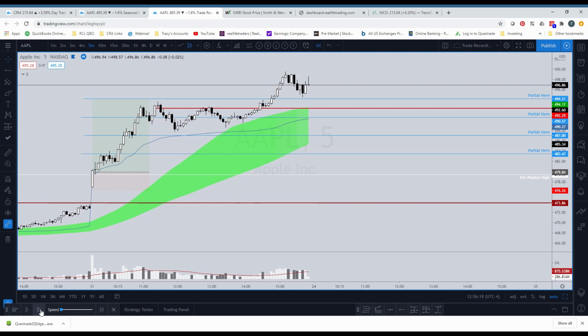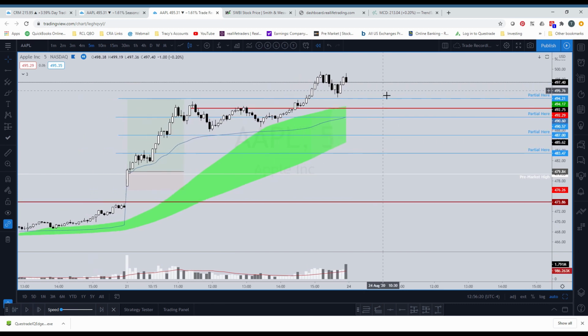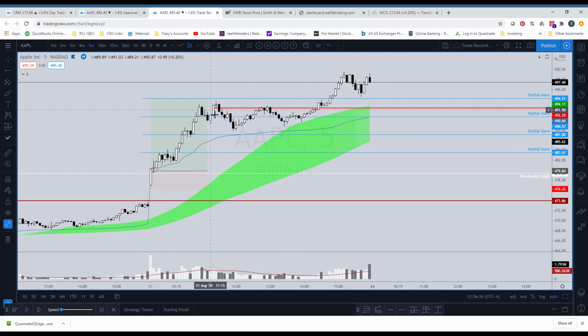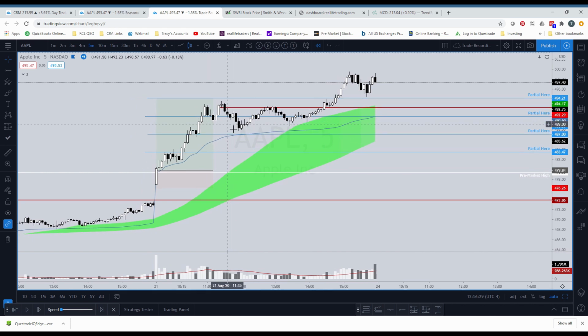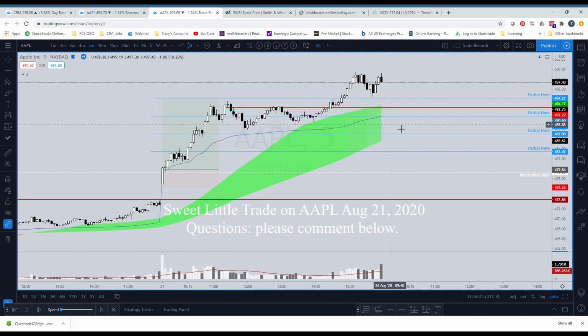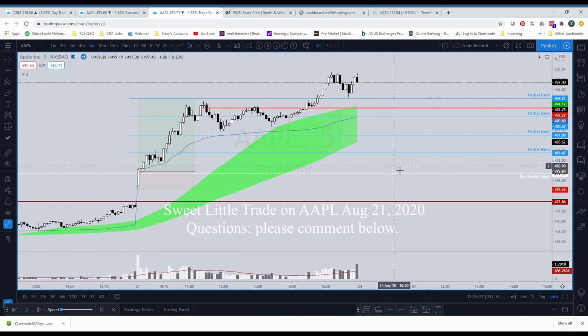And there we go. So that's the end of the day. That was the run up. That was Apple. That's how I chose my levels. It's what I was wanting to see throughout the trade and how I managed the trade. I took a 10%, 10%, 10%, and then I took all of it at the stop. All right.